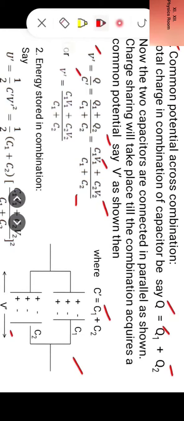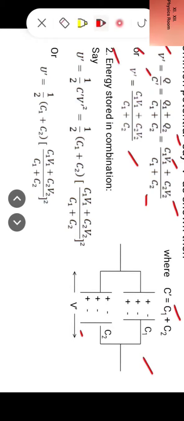Or V dash is equal to C1 V1 plus C2 V2 divided by C1 plus C2, and is the common potential across the combination. Now second, energy stored in the combination. Say U dash is equal to half C dash V dash square, and is equal to half C1 plus C2 for C dash, and C1 V1 plus C2 V2 divided by C1 plus C2 for V dash.